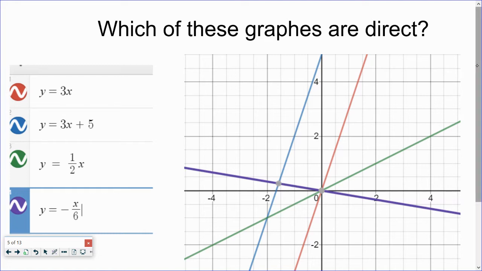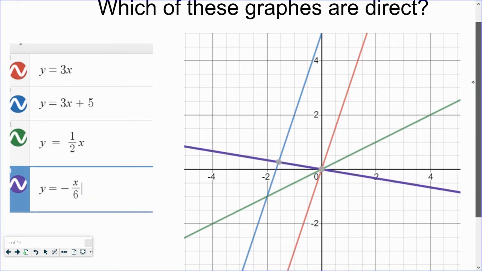Now, let's look at these. I have 4 different ones here. And the question is, which one of these graphs do you think are direct variation? You can look at the equations, you can look at the graphs. To tell you the truth, the only one that's not is the second one. The reason is that all 3 of the others go through the origin. Well, in y equals kx, there is no y-intercept. The y-intercept is 0, so it will always go through the origin.